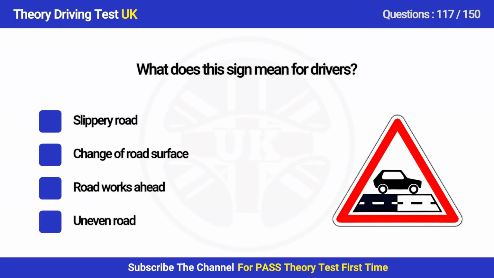Question 117. What does this sign mean for drivers? A. Slippery road. B. Change of road surface. C. Road works ahead. D. Uneven road.